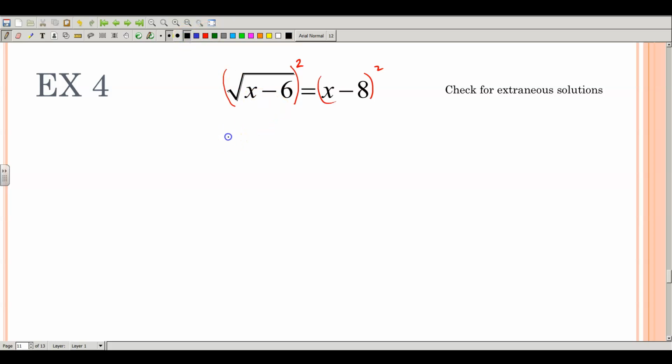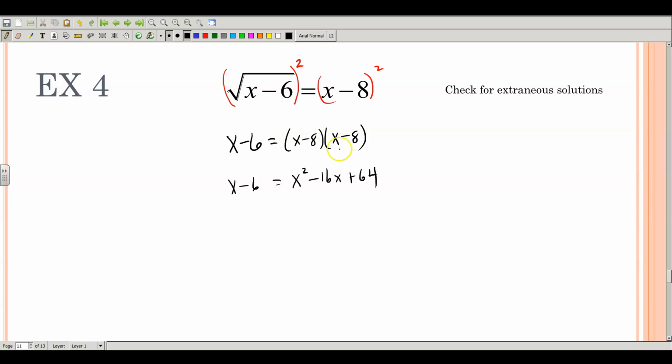So that would give me on the left x minus 6, and on the right I would have to expand that out. I'd have x minus 8 times x minus 8. I'd have to multiply that out. That would give me x squared minus 16x plus 64, and I'm not going to show every step here because we've done so much of that. And then on the left we get x minus 6. Now we're in a situation where we have a quadratic equation that we need to solve, like we did in the warm-up.